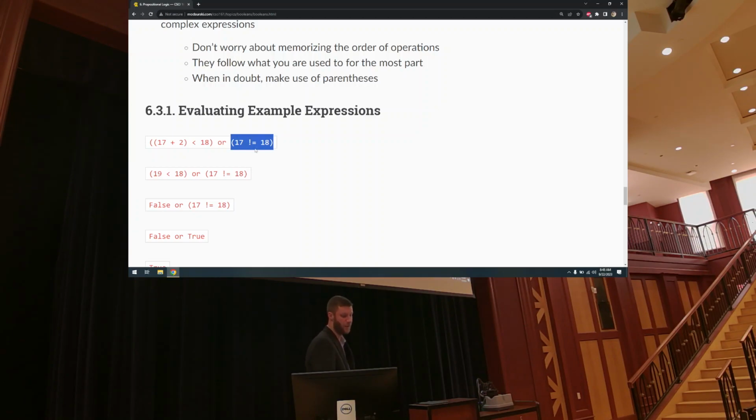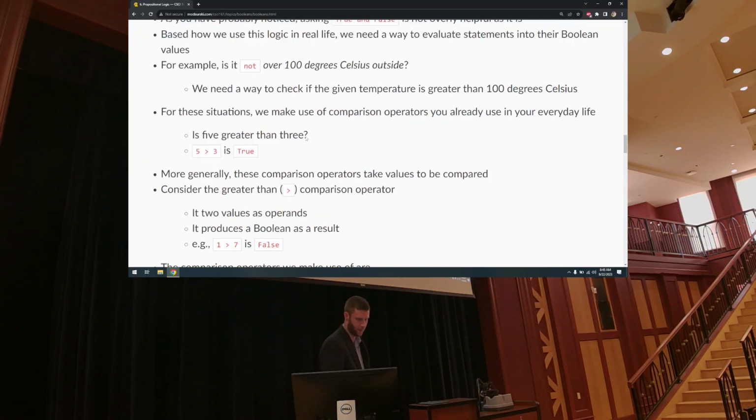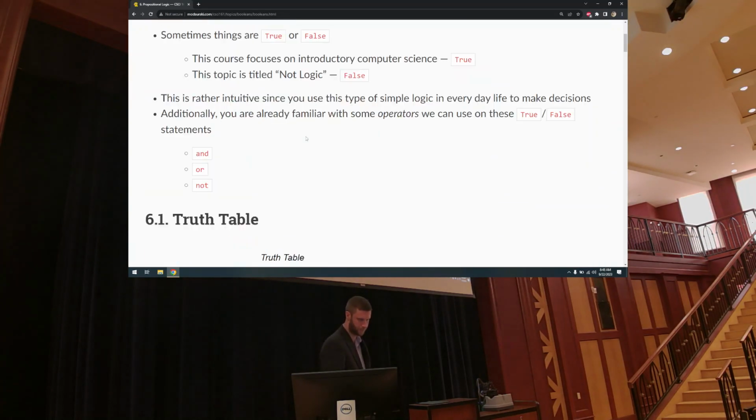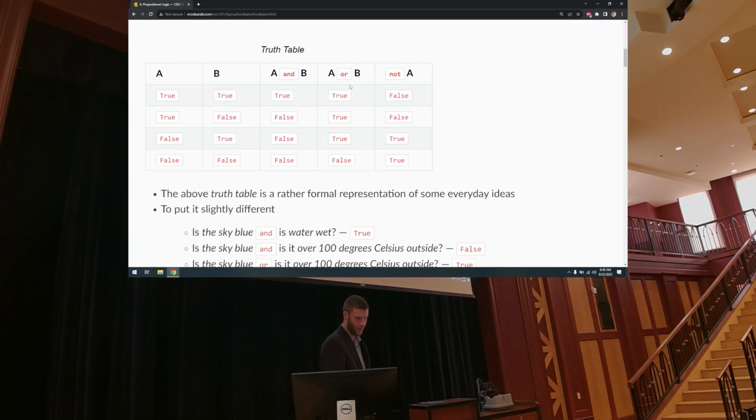If this was false, if I asked if 17 equals 18, and that was false, it would be false. With or, the result is true if both statements aren't false. If either statement or both statements are true with or, you get back true. Just refer back to the truth table if confused. Right? The or. We had a false or true, that gives you back the true.